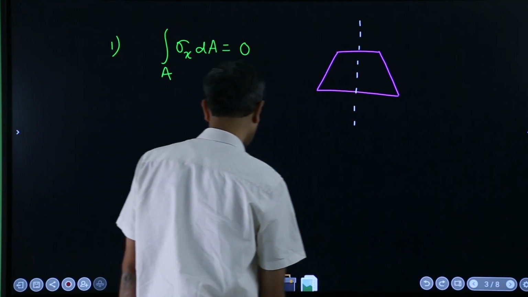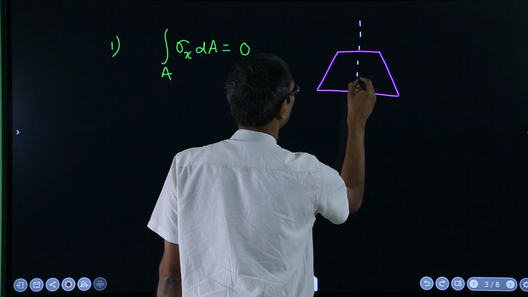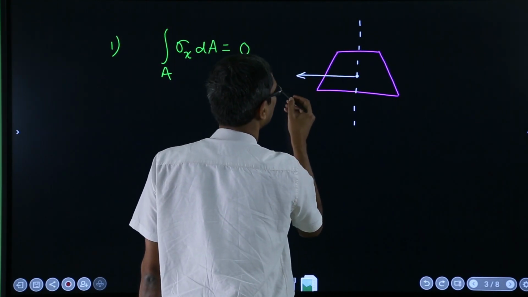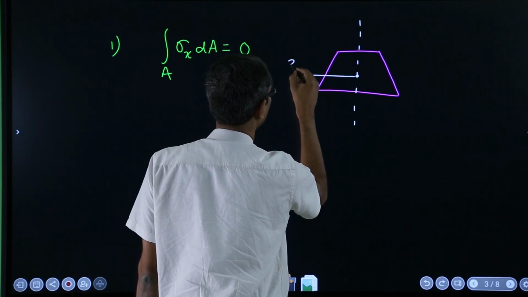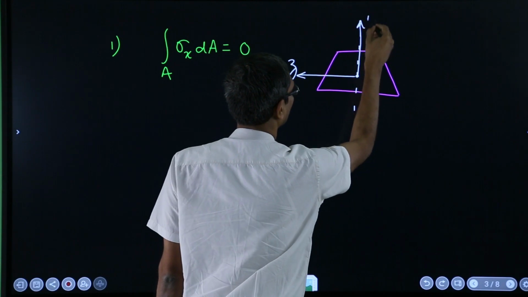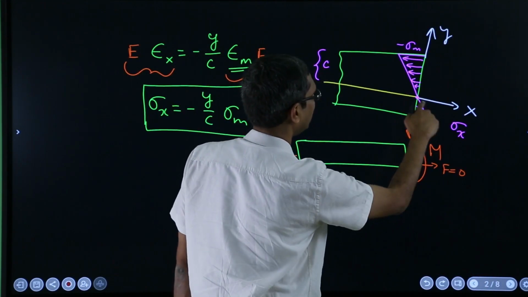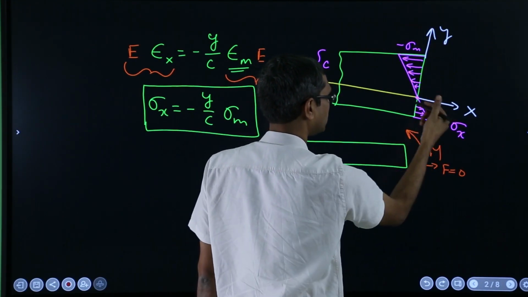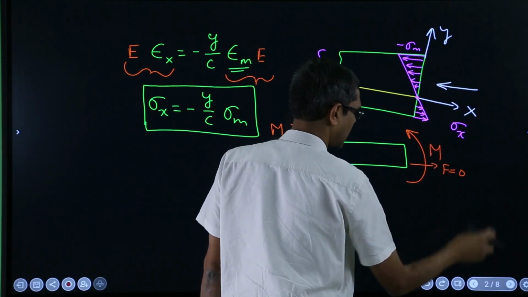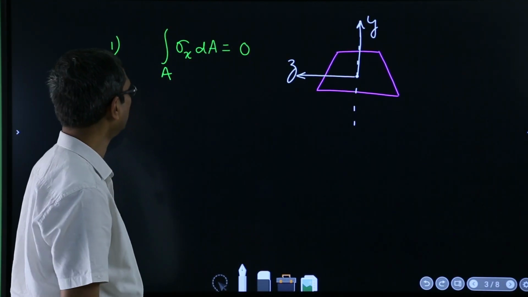Now I'll draw even the axis directions. Suppose here is your neutral axis, this is your z direction, this is your y direction, and x is coming out. If you compare with this picture, x was in this direction, y was this, and z was coming out. Now we are looking at the cross section from this direction, so it looks like that.